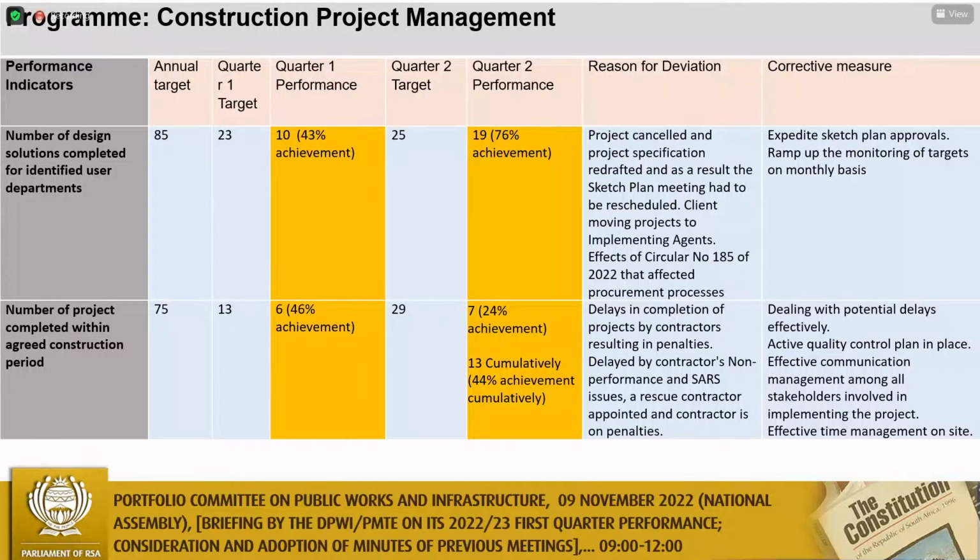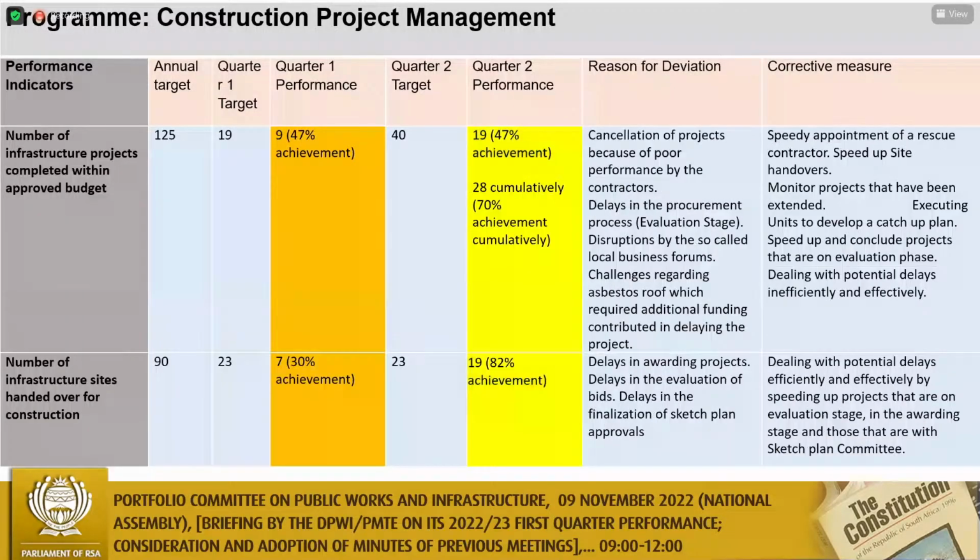Now, in terms of projects completed within the agreed construction time, we had 13 earmarked for quarter one, which is a portion of 75 annually. We were sitting at 6, which translates to 46%. Again, this is due to delays in completion. We are experiencing a number of performance-related matters, with contractors failing to complete those projects on time. We're also picking up issues of non-compliance with SARS, the South African Revenue Service, as well as, I think post-COVID, issues of cash flows and reorganization in the contractors, which affects most of their cash flows, as well as their ability to continue with the projects to be completed within the agreed period of time.